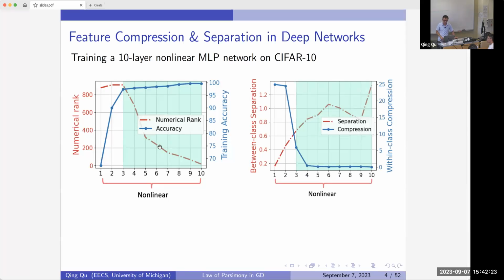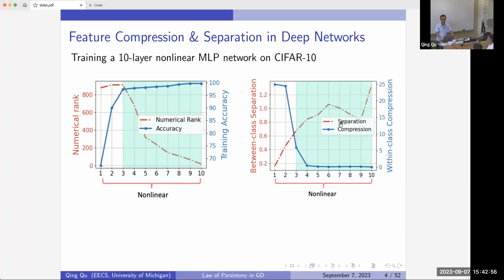And we also introduced some different metric, right? So numerical rank is one way to measure the feature compression, and the training accuracy is one way to measure the linear separability. But actually, you can introduce some exact metric to measure the feature separation and compression. I will talk about this concrete definition of feature separation and compression later on in this talk.